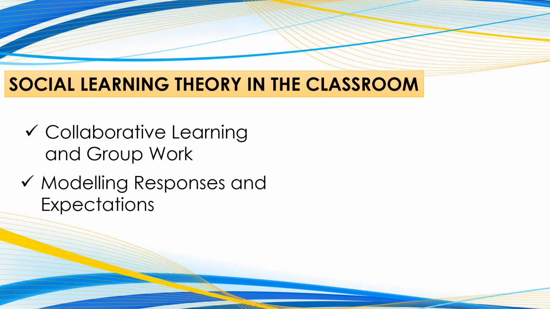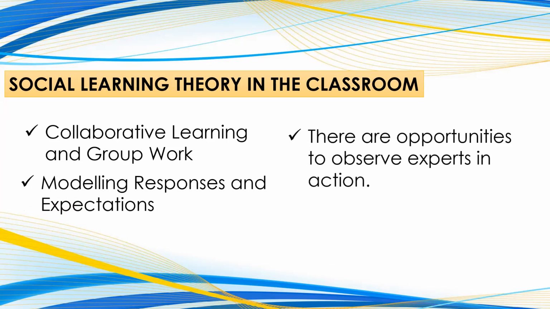Number 2, modeling responses and expectations. Modeling or social learning is the process of understanding models and using social media so that the learning can be enhanced further. The goal of modeling is to learn through observing these people and understand that a mental state has everything to do with the end results of a circumstance. Number 3, there are opportunities to observe experts in action. So social learning gives an opportunity to observe experts in action.